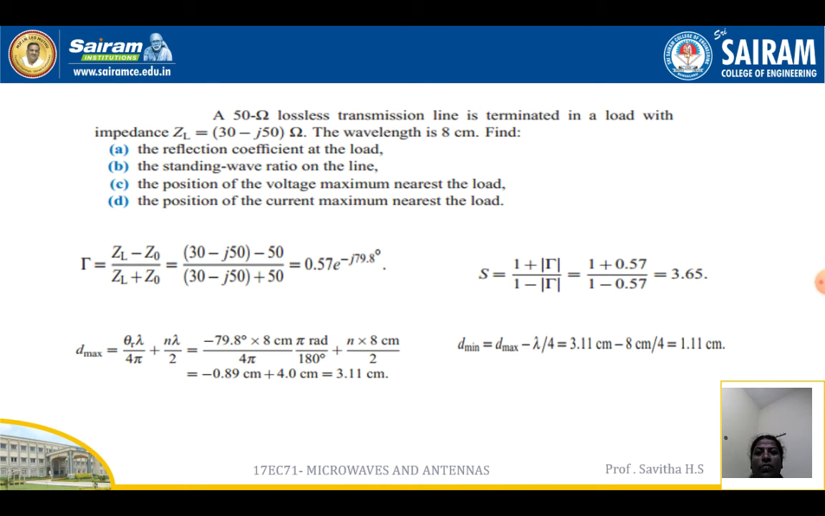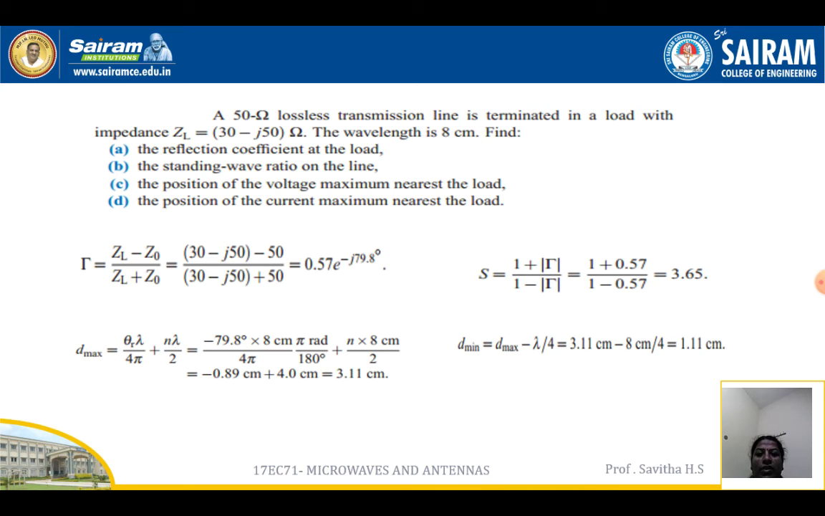So next problem: a 50 ohm lossless transmission line is terminated in a load with impedance ZL equal to 30 minus j50 and the wavelength is 8 cm. Find the reflection coefficient, standing wave ratio, position of the voltage maximum nearest to the load and the current maximum nearest to the load. So we know that the reflection coefficient is ZL minus Z0 divided by ZL plus Z0.